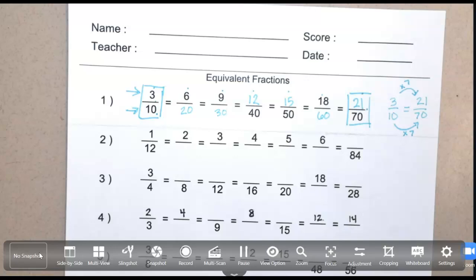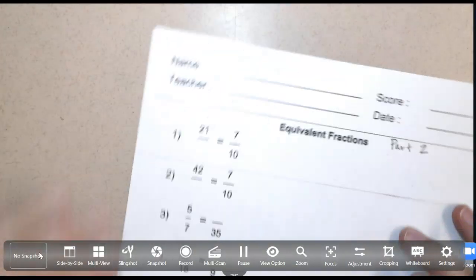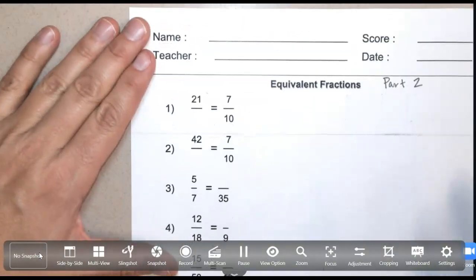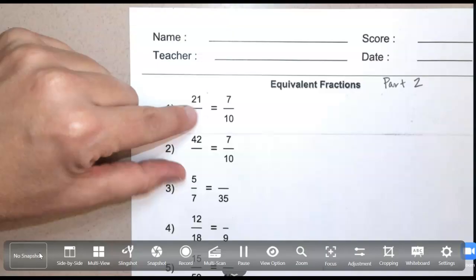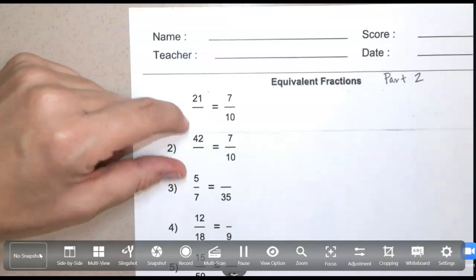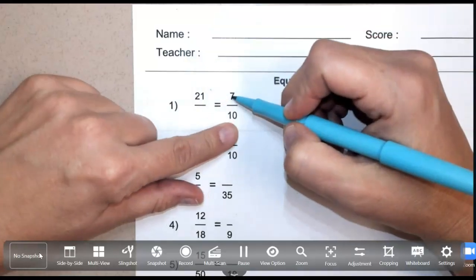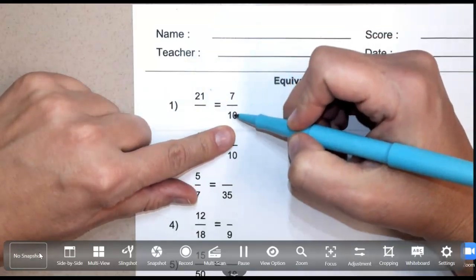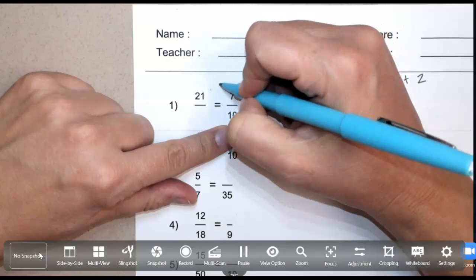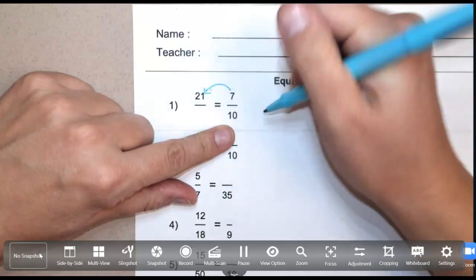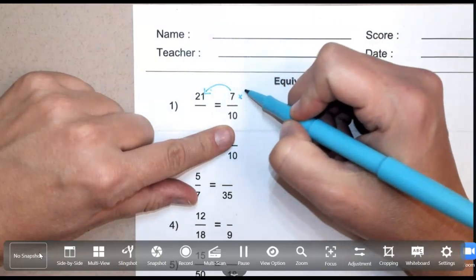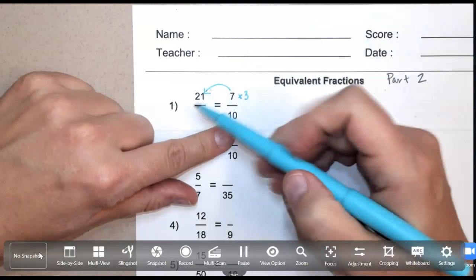Now let's flip it over to the back side. And here we're looking at equivalent fractions and filling in this blank spot. So we need to figure out how they're related. Well, I have a full fraction over here, 7/10. And I know that 7 and 21 are related because I know that if I take 7 and multiply by 3, that's going to equal 21.